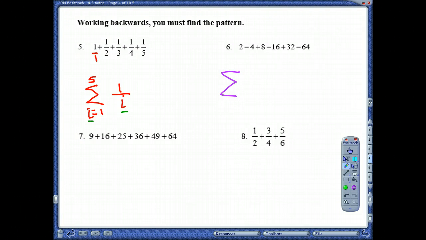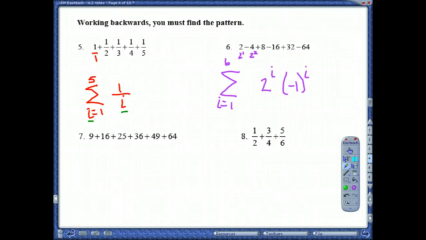So on this, I notice it's 2, 4, 8, 16, 32, 64. Those are powers of 2, and then they alternate. So I'm going to put a -1, and then I'm going to put a power, and I'm going to see where I want to start and see if it's going to alternate properly. I know this is 2 to the 1 power, 2 to the 2nd, to the 3rd, to the 4th, to the 5th, to the 6th. So I'm going to start at 1 and end at 6.